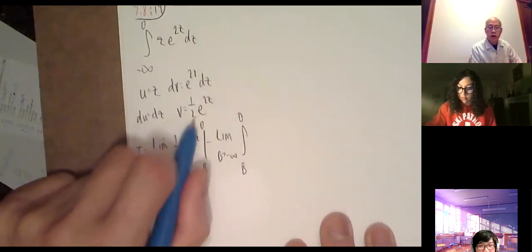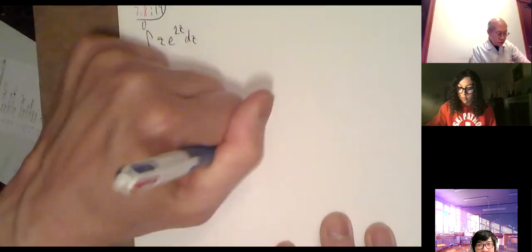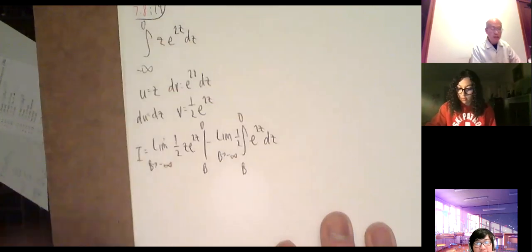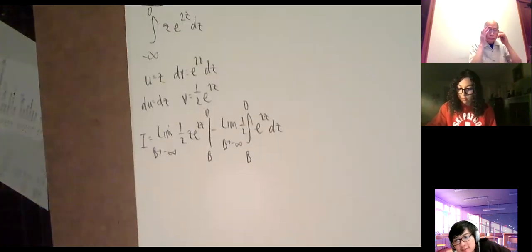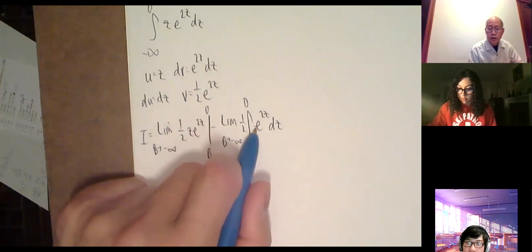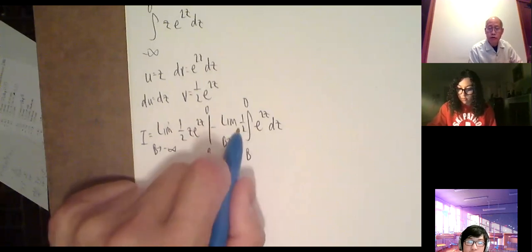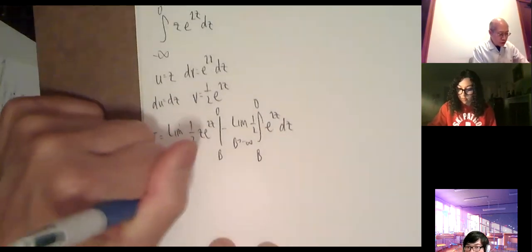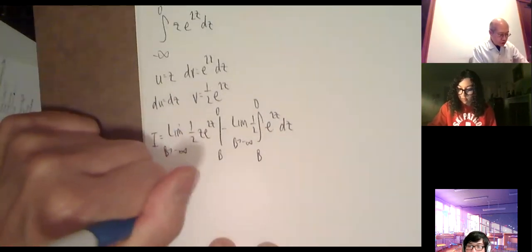So the 1/2, I can factor it out. 1/2 e to the 2z dz. Well, we just integrated that. That's going to be another half. So 1/2 times 1/2 is 1/4, right? Okay, so I can now put it all together in one. Limit as b approaches negative infinity.